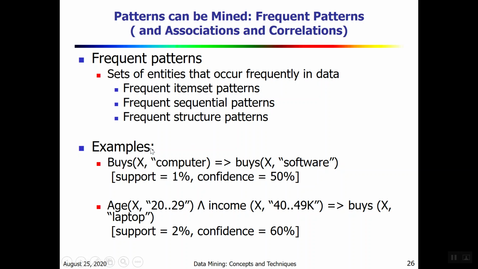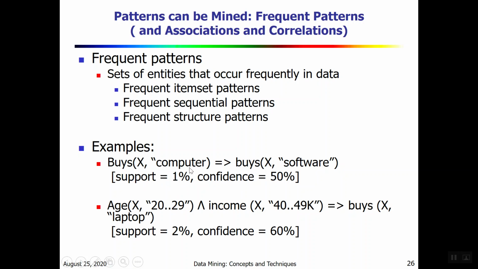Here are some examples. People buying a computer also buy software. This is an example of an association rule. What it says is that people buying a computer will probably also buy software. This "probably" is characterized by the support and confidence metrics. Support says that among all the customers, 1% of the customers buy both computer and software. So this is the support measure of an association rule.